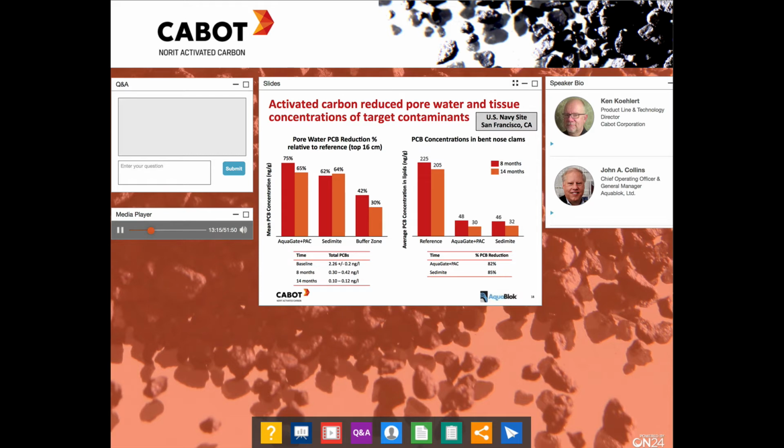At this site, two pack delivery approaches were compared. As you can see from the chart on the left, pore water concentrations were reduced by between 62 and 75% with the application, and this resulted in corresponding 80% plus reductions in PCB concentrations in a target species, the bent-nose clams. These results have now been duplicated at a range of sites throughout the world.